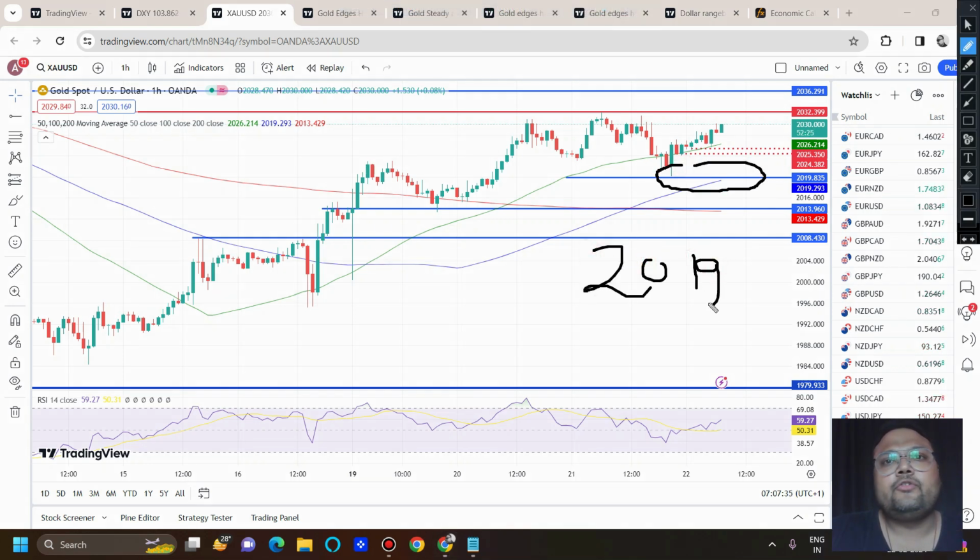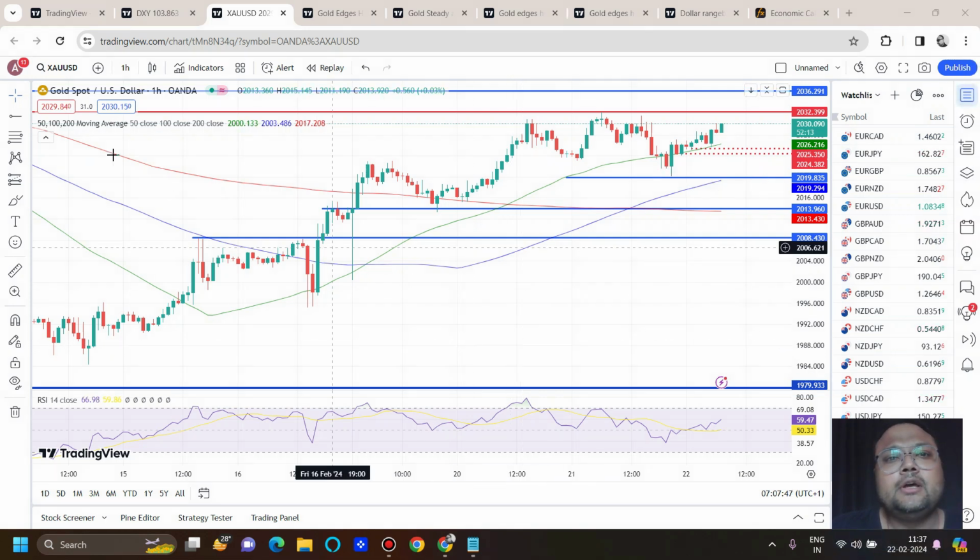So on the chart of gold, we have three levels. 2008 is the best support, but 2008 is far away, so we can also look for a buy around 2013, which is also a good level, and 2019 as well, 2019, 2020.